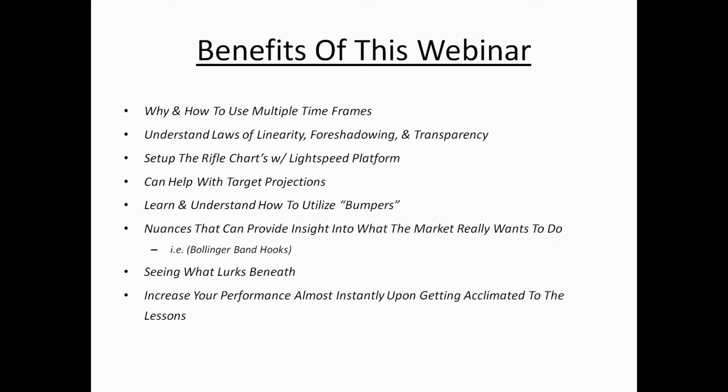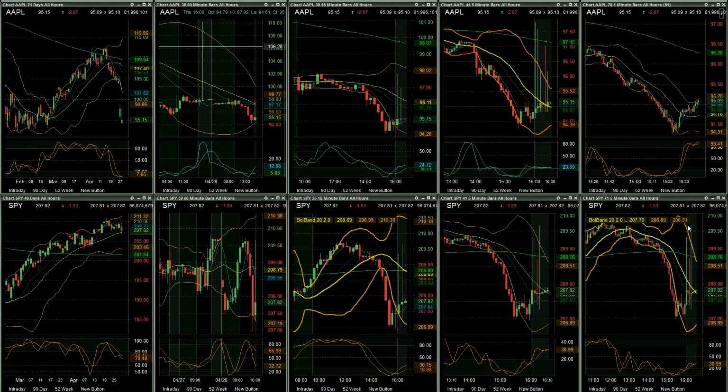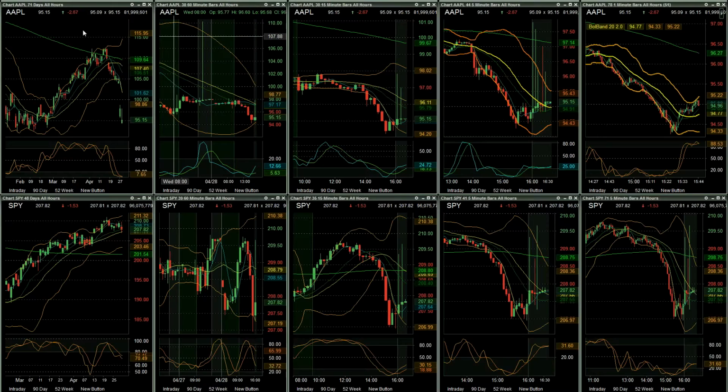Before we go over the benefits of the webinar, I want to show you a visual aspect of the rifle charts. Does everyone see the rifle charts here on Lightspeed? All right, good. Now, the way it works, just so you could follow through for the rest of the webinar, we have Apple here on top and we have SPY on the bottom. Now, it goes in order. I know it's weird, but this is just how I've done it from the beginning. The 1 minute starts from the right and increases all the way to the left. Instead of left to right, I'm right to left.